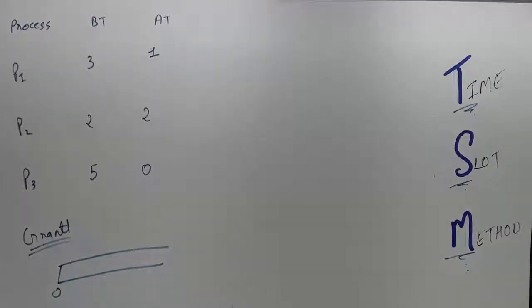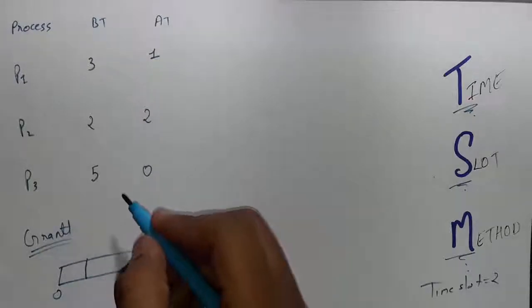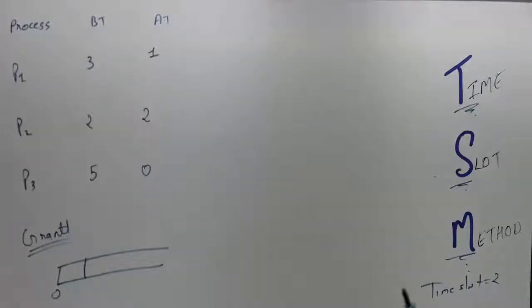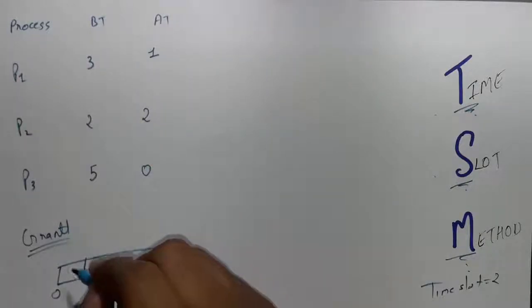And now, what is the time slot method? In the time slot method, there will be time slots in the Gantt chart. For example, in the question it will be given what the size of the time slot is. So for example, the size of the time slot is 2. So we will take time slot 2, and then first we have to see which process arrived. It's almost like the shortest job first preemptive method, because we have to replace a process once a time slot is over.